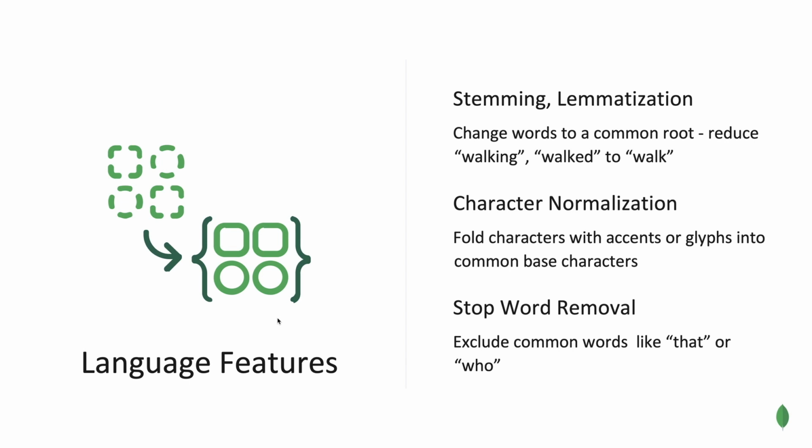Character normalization lets us strip accents or fold glyphs into common base characters. So this can normalize your character width in some languages, or maybe remove accents from letters because people don't commonly apply accents when searching for things. Stop word removal can exclude common words like that or who, words that don't really have very much semantic meaning associated with them, words that don't help us actually find a relevant document to return.